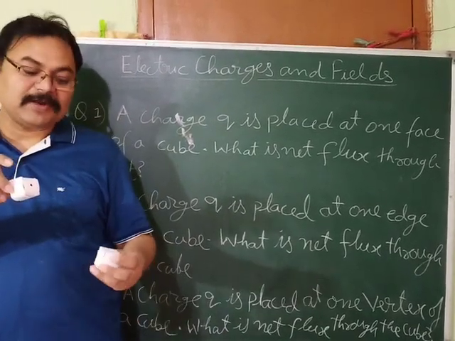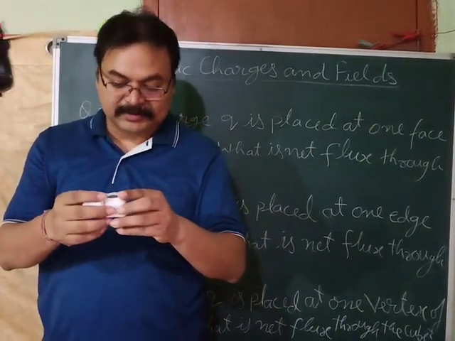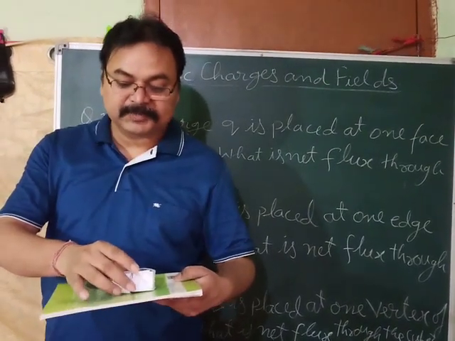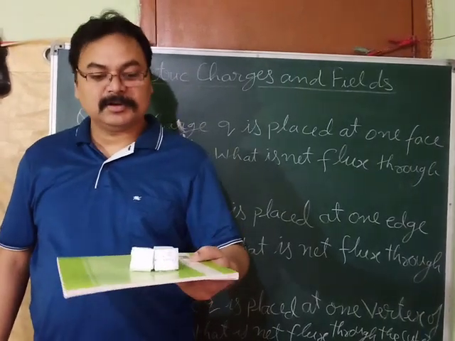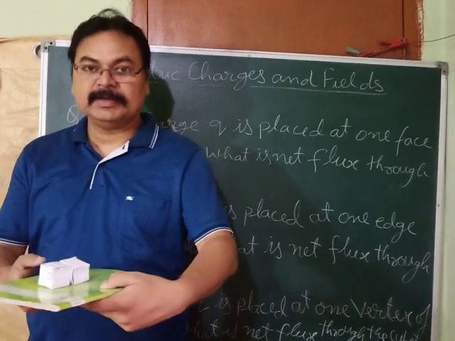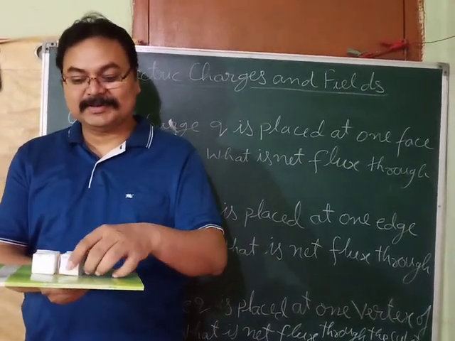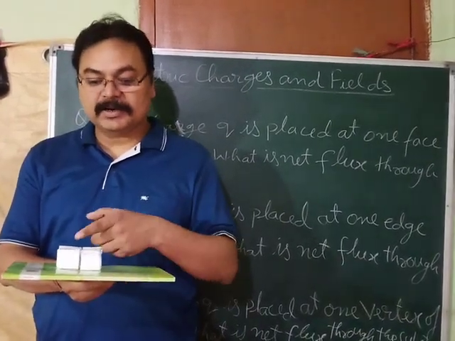So for that, what do we have to do? We have to take another cube of the same size, like this. And now when we are placing this side by side, what happens? This charge gets completely enclosed. You can see. Can you see the charge? No. Where is it? It is here. So it has been enclosed by two cubes.